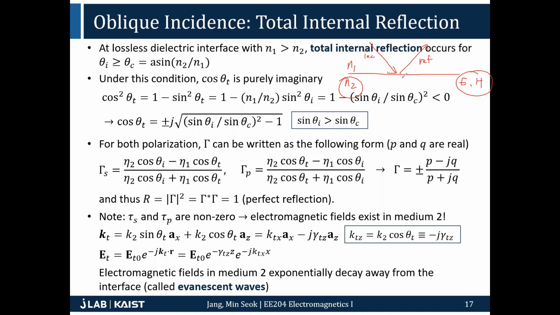So there is an electric field and a magnetic field. What's different is that the electric field and magnetic field in N2 are no longer propagating along the Z direction, but are just decaying as they move away from the interface. Whereas in this region, as it propagates, it oscillates. Oscillating electric field gives you the propagating wave, and a decaying electric field gives you an evanescent wave. It doesn't convey any energy along this direction. It just exists. Okay.